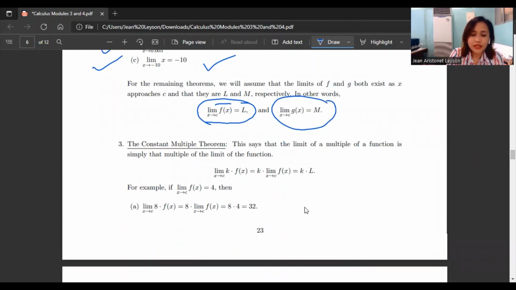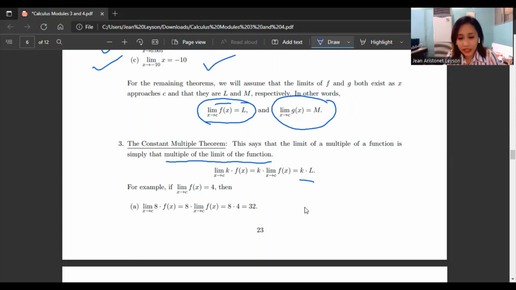So theorem number 3, the constant multiple theorem. This says that the limit of a multiple of a function is simply the multiple of the limit of the function. In this case, there is a constant before the function. So the limit of k times f of x as x approaches c is k times the limit of f of x as x approaches c, which will be equal to k times L.